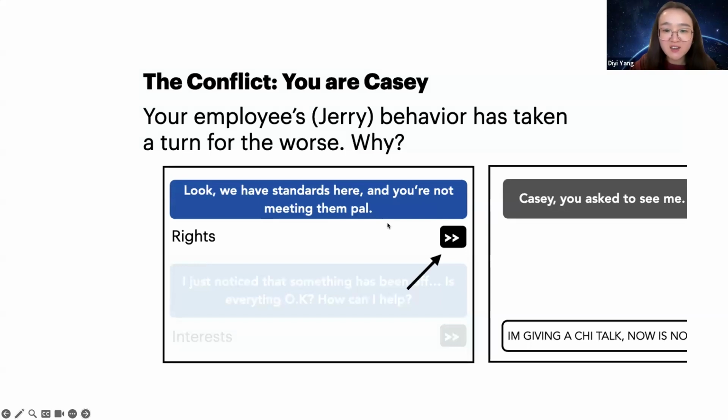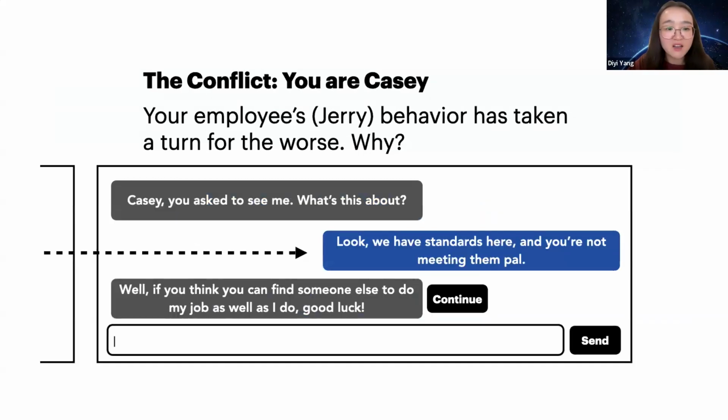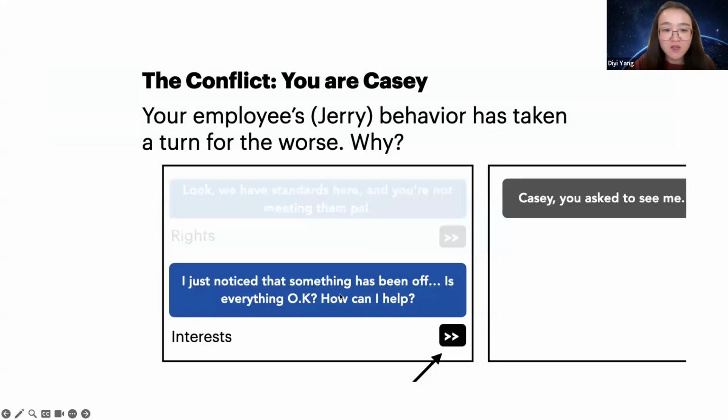If we click the fast forward button, we can project the conversation into the future and see how Jerry's simulation might react to this specific message. If we let the conversation evolve, we can see that this message does not look like a great reaction. So by trying a strategy grounded in theory, I can actually practice the theory and see the effects.